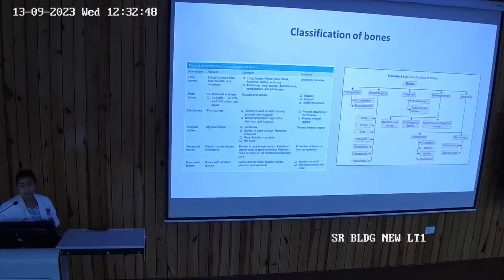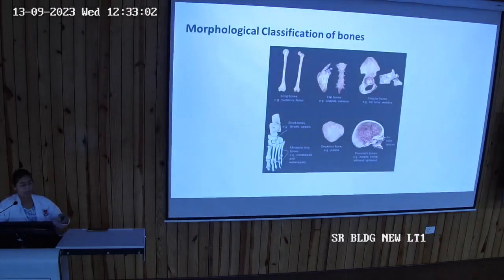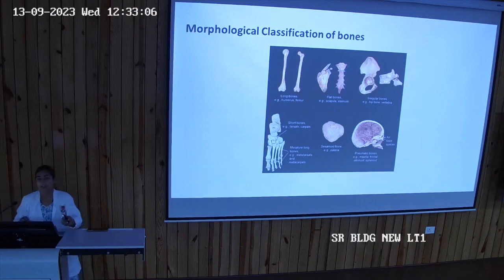Now the morphological classification, you may be well versed with this: what are long bones, short bones, flat bones, irregular bones, sesamoid bones, and pneumatic bones. So what are long bones? Those having a shaft, diaphysis, epiphysis, upper end, lower end. Any bone having a shaft, upper end, and lower end will be classified under the long bone.